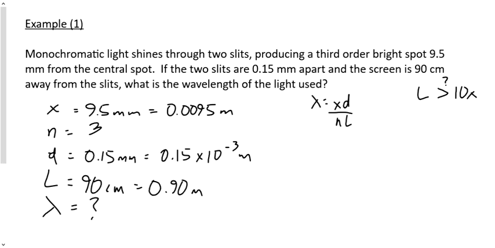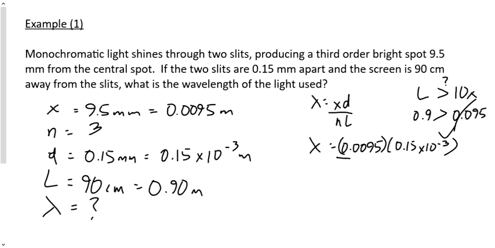What's the value of x? 0.0095. Multiply it by 10: 0.095. What's L? 0.9. Is L greater than 10 times x? Yeah, so we're good there. x is 0.0095. Now it's pretty straightforward. Times d, divided by n and L.